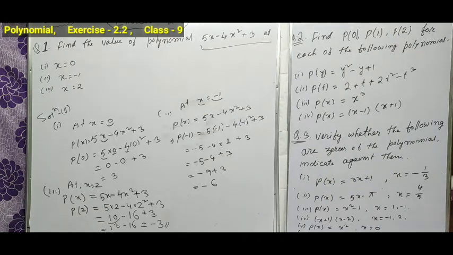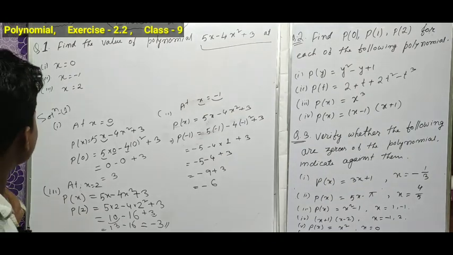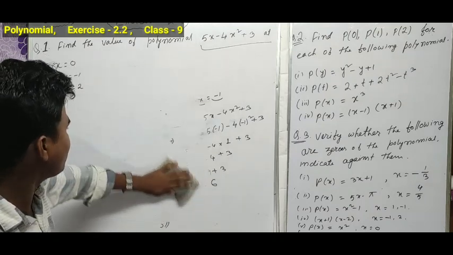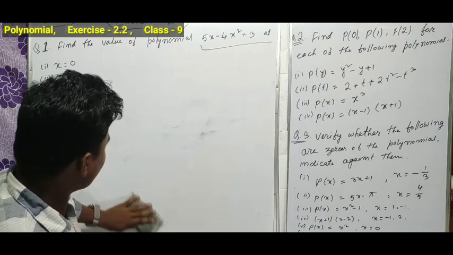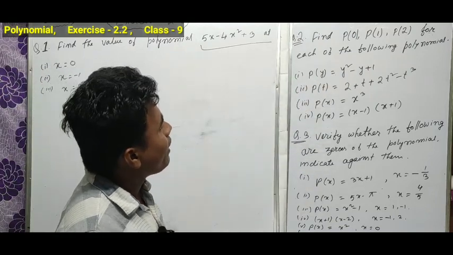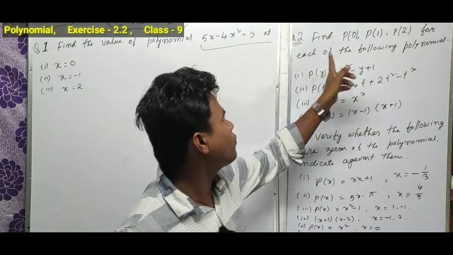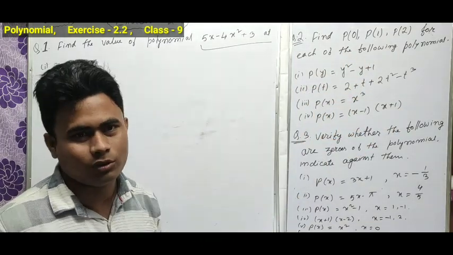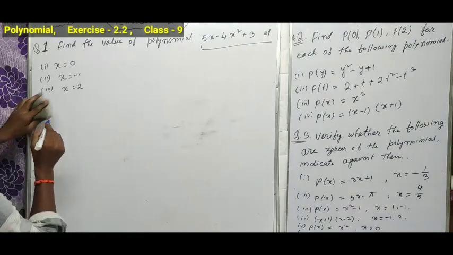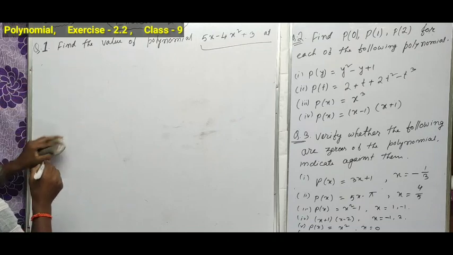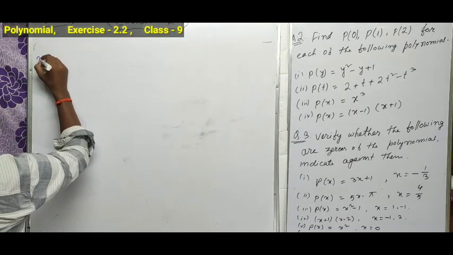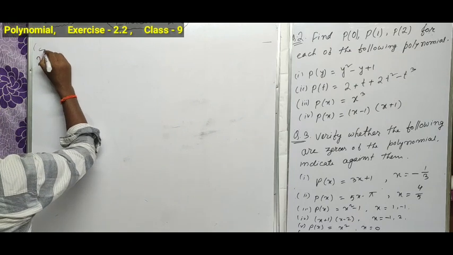Okay, so move forward to question number 2. What is question number 2? Find p(0), p(1), p(2) for each of the following. Same way we will do it. Question number 1, solution 1.